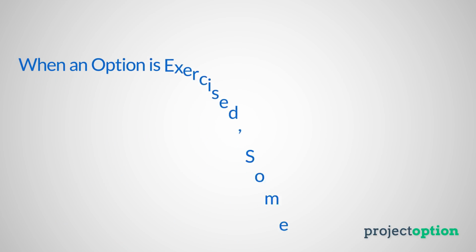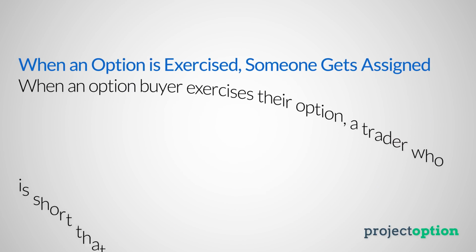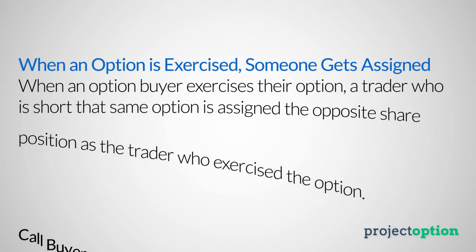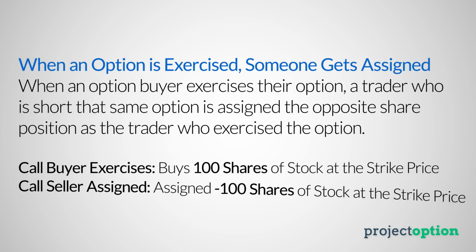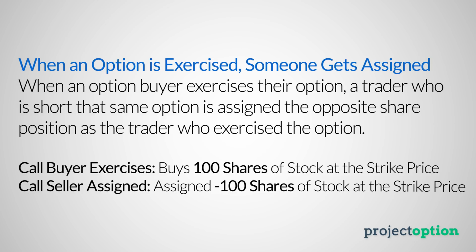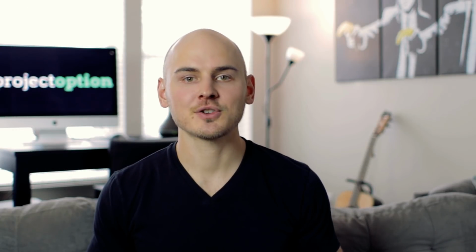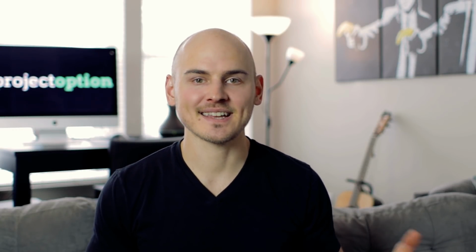Now, since there's a counterparty to every single trade, when somebody exercises their option, a person who is short that same option contract is assigned the opposing share position as the trader who exercised the option. So for example, if a trader buys an option and later exercises it, they are purchasing 100 shares of stock per call contract at the call's strike price, which means somebody who is short that call option will be assigned 100 shares of short stock at that same strike price.